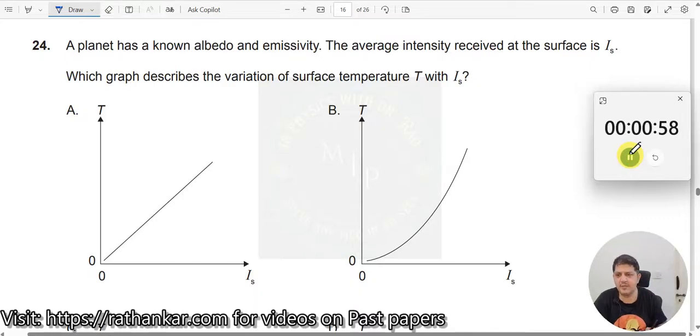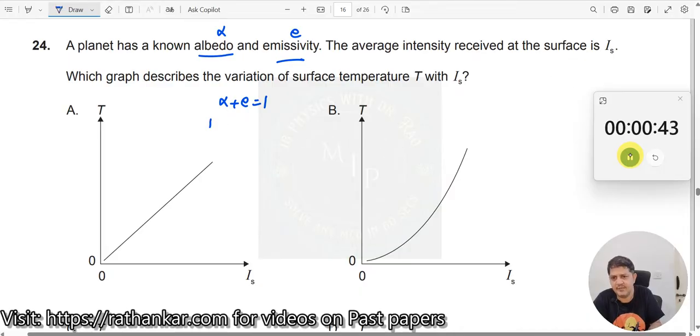Question number 24. A planet has a given albedo and emissivity. Albedo, letter alpha, emissivity, E. When you say alpha and E are given, you should know that alpha plus E is equal to constant 1. The average intensity received at the surface is IS.